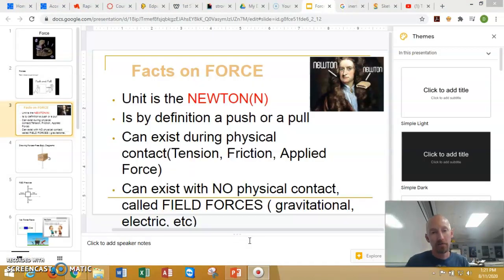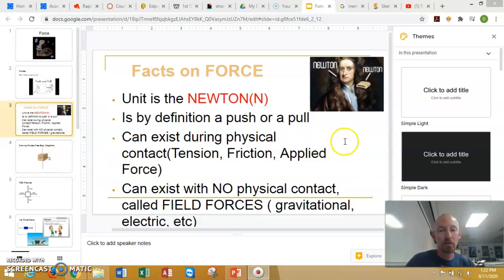Okay, so the unit is the Newton, named after Sir Isaac Newton. It's a push or a pull. We have all these different types of forces: something called tension, something called friction, applied force. Forces can exist where things are touching or when things are not touching. An example of a force where things are not touching would be gravitational. We call these field forces.